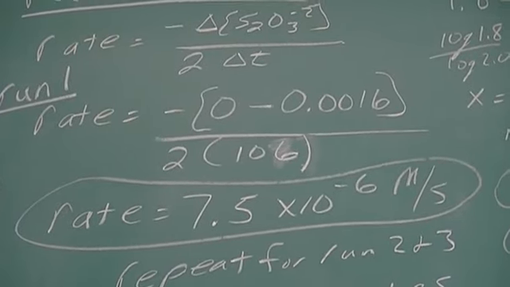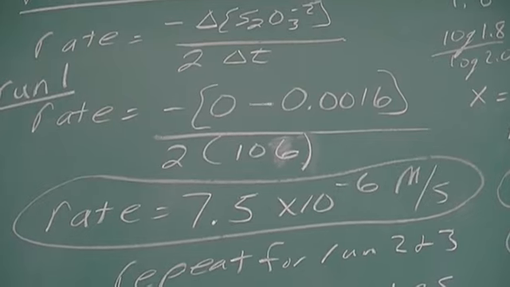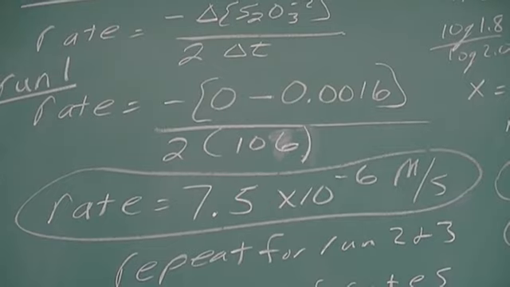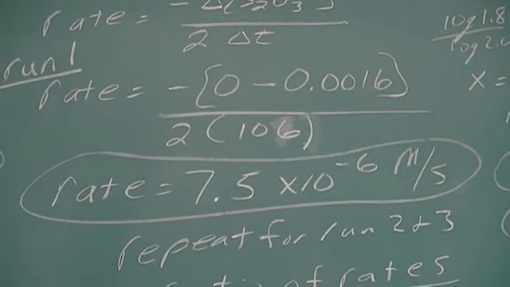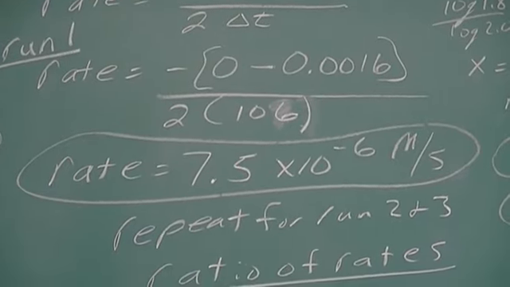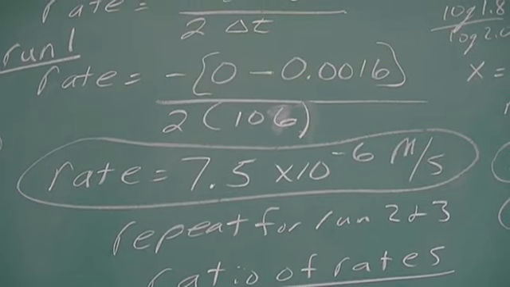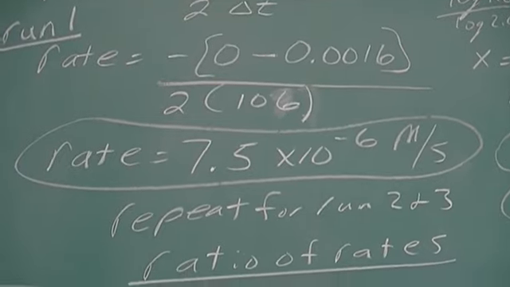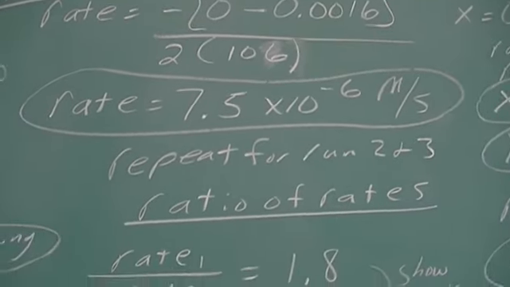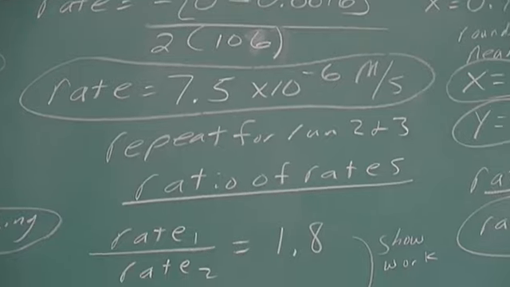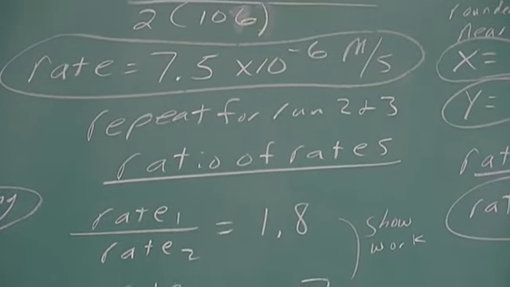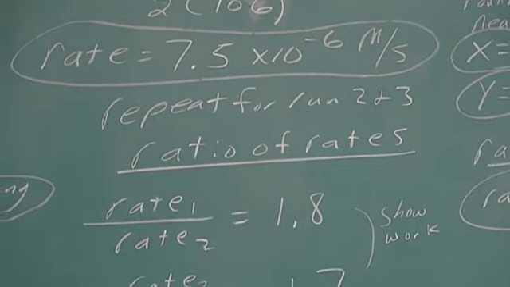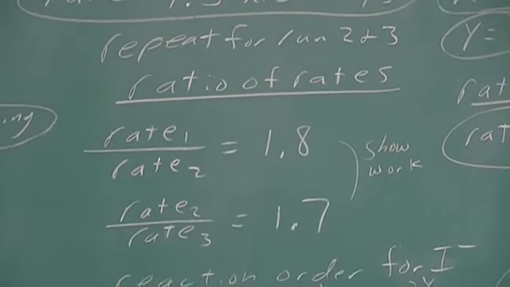Now your delta T is going to be in seconds. So for run 1, our time of color change took 106 seconds. And so when we calculate that, we get a rate of 7.5 times 10 to the minus 6 molarity per second. You will then repeat that calculation for different color changes for runs 2 and 3. All right, and so you will have all of your rates.